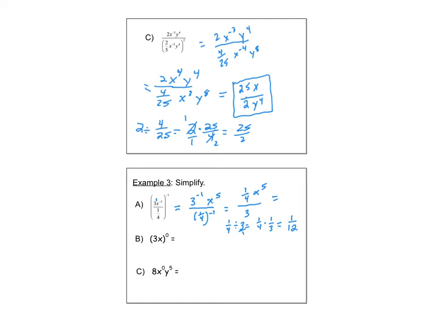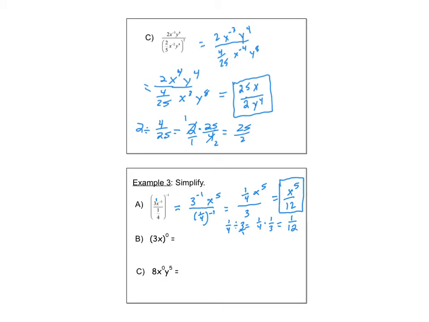So the 1 of that 1/12 is going to go up by the x to the 5th. The 12 is going to go down at the bottom there. So it just becomes x to the 5th over 12, because I'm not going to write the 1 there in front of x to the 5th. So there we have it.